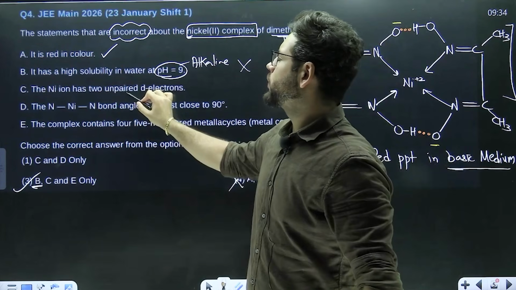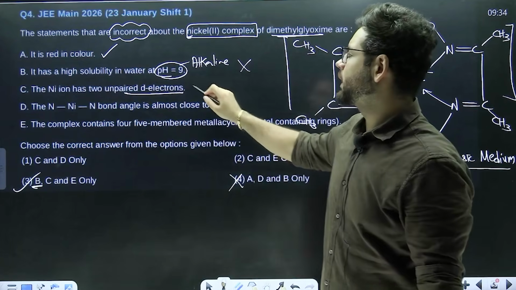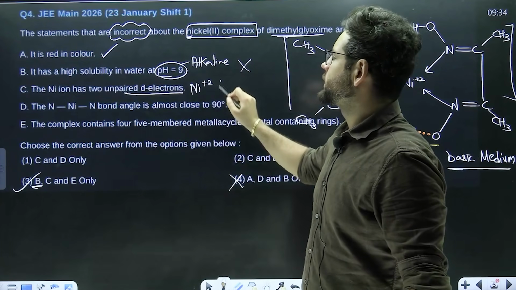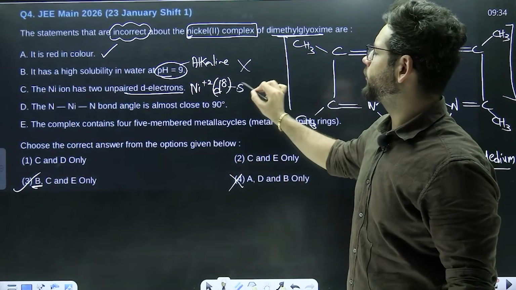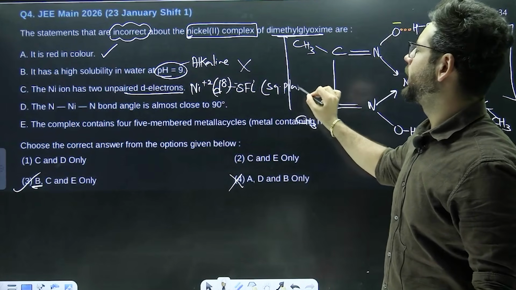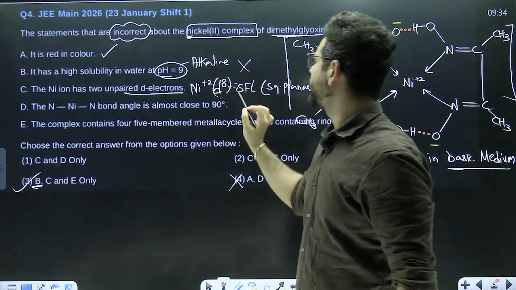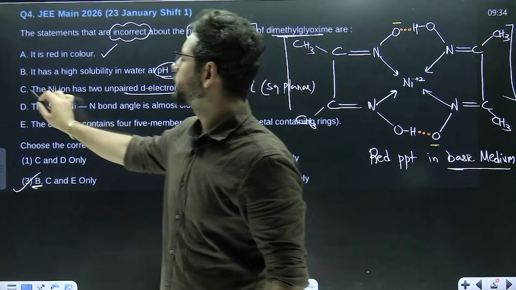Nickel ion has 2 unpaired electrons in d. Nickel has 2 unpaired electrons. It's nickel plus 2, which is d8. But it's a case of strong field ligand. That's why it has gone for a square planar geometry. And you know that for d8 square planar, there is no unpaired electron. So there are no 2 unpaired electrons. This is a wrong statement.